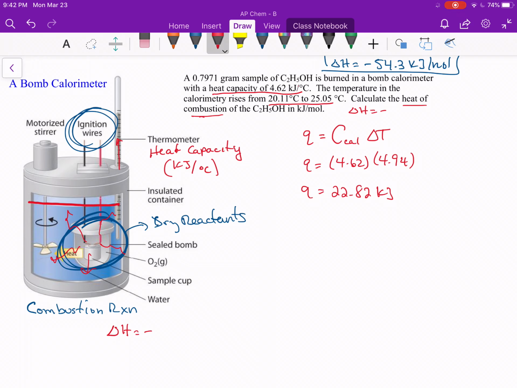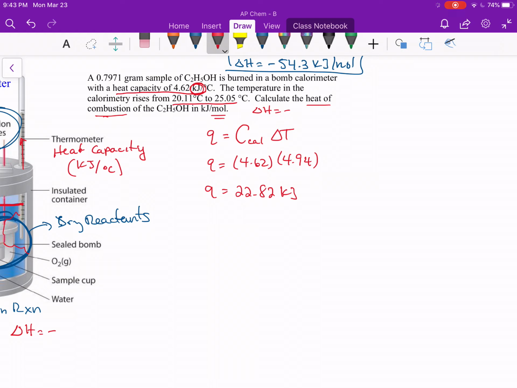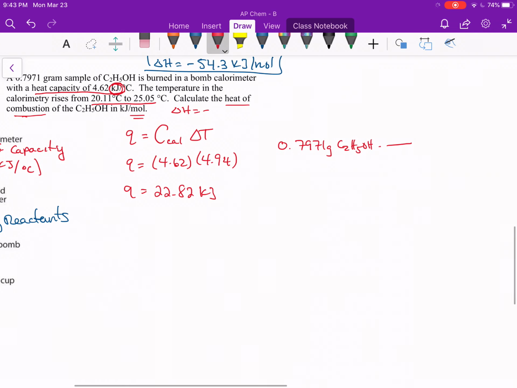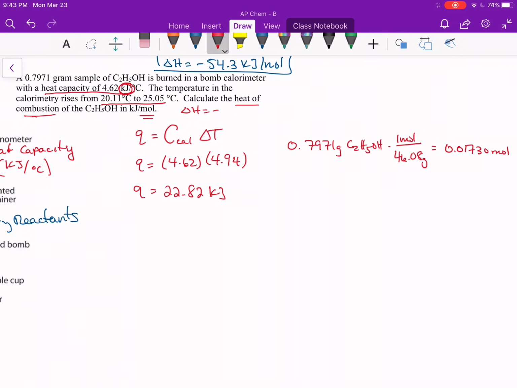Because we see the heat capacities in kilojoules per degree C, but now they want it in terms of kilojoules per mole of the substance. So now we just have to do one more step where we have our 0.7971 grams of our C2H5OH. We're going to divide it by its molar mass. So we know that for every 1 mole, we have 46.08 grams, and that's going to give us 0.01730 moles.